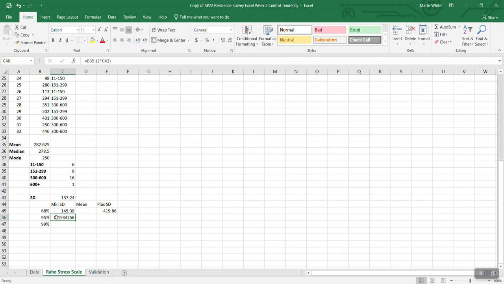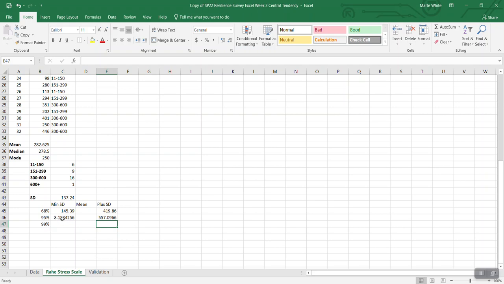I'll do that again for you guys. So equals the mean minus parentheses 2 times the standard deviation, end parentheses, enter. And plus, you're going to do the same here: equals the mean plus parentheses 2 times the standard deviation, end parentheses, enter.